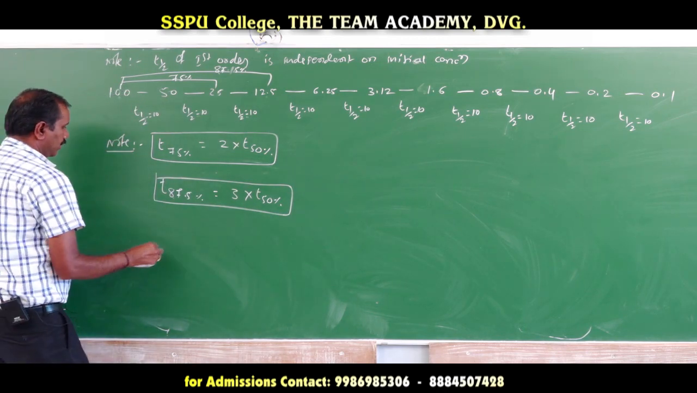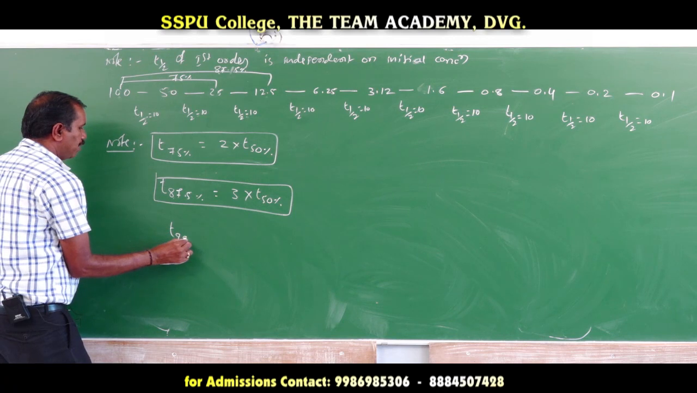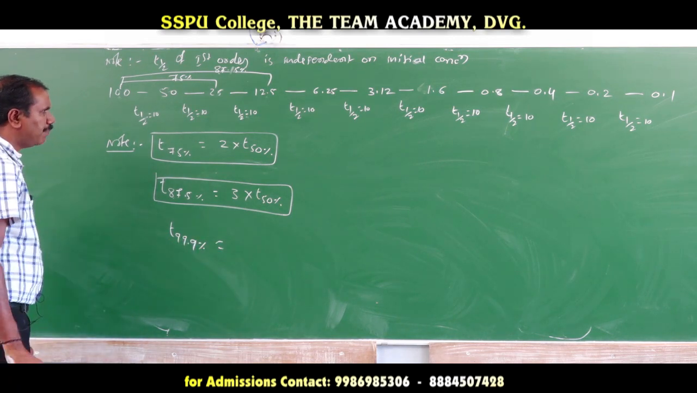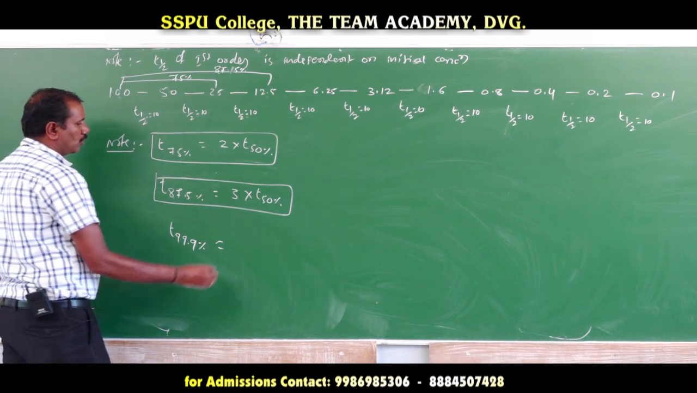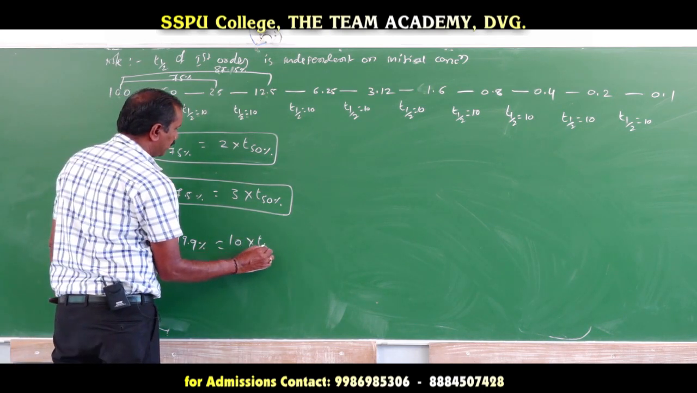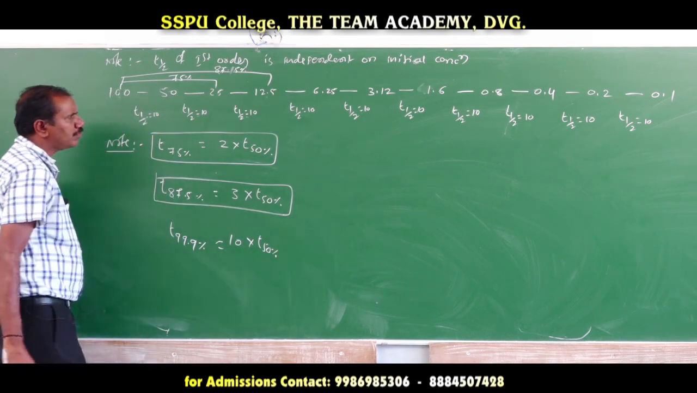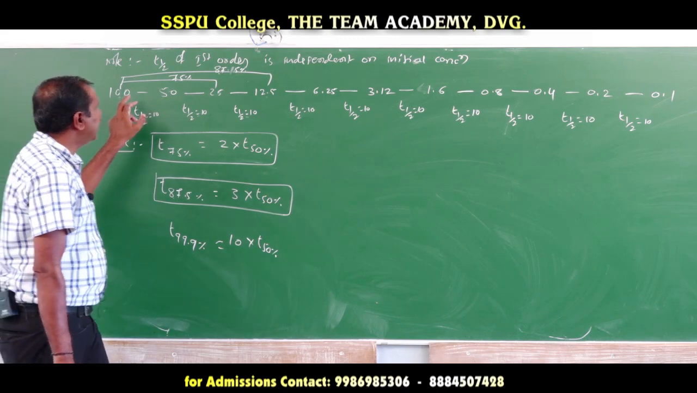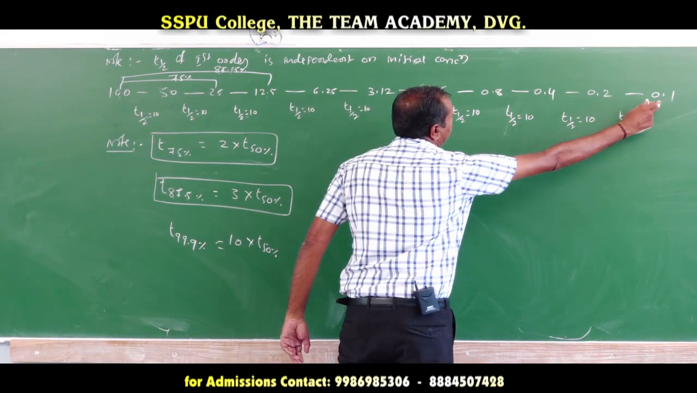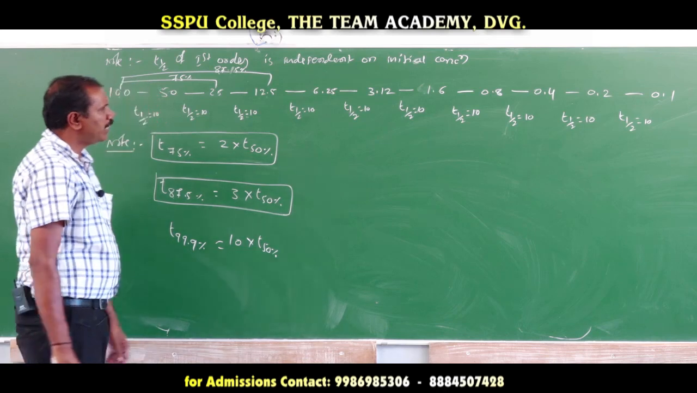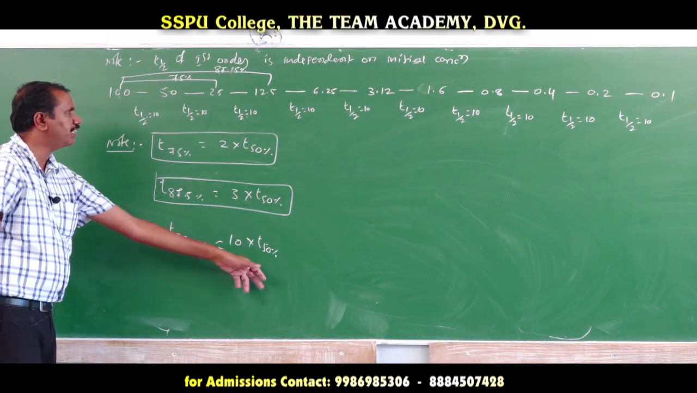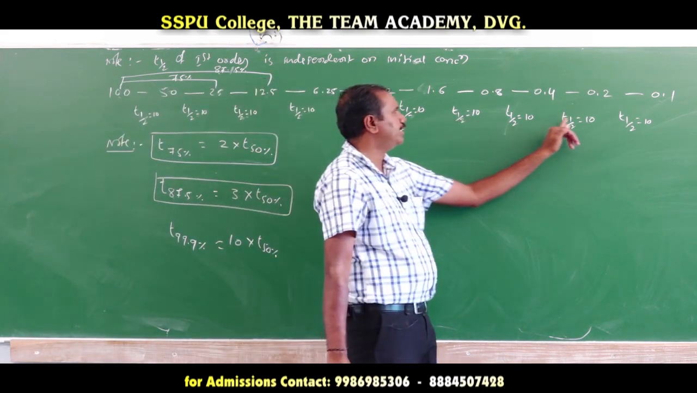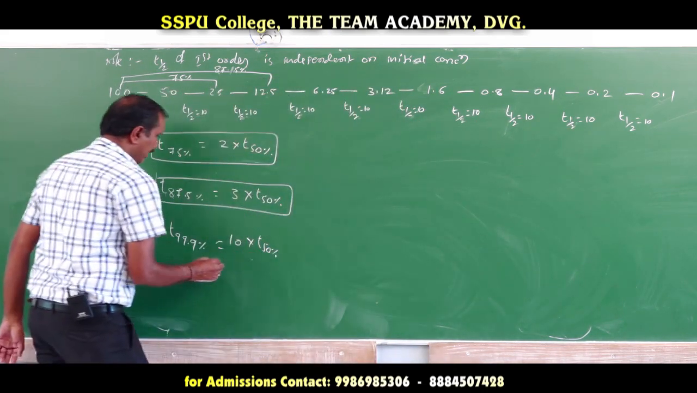Then next, T 99.9% conversion is equal to 10 into T 50%. 99.9% conversion means left behind is 0.1. 0.1 left behind is nothing but 10 half-lives. Why? 1, 2, 3, 4, 5, 6, 7, 8, 9, 10. So 10 into T 50%.